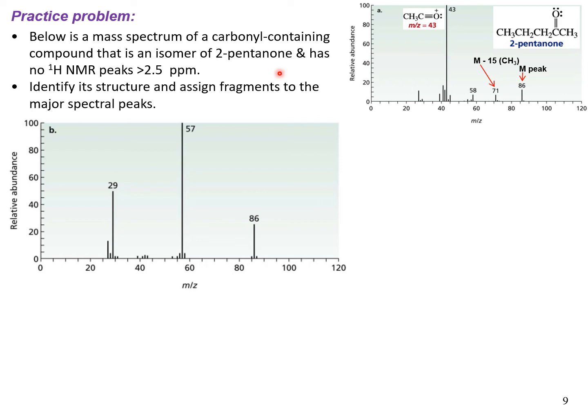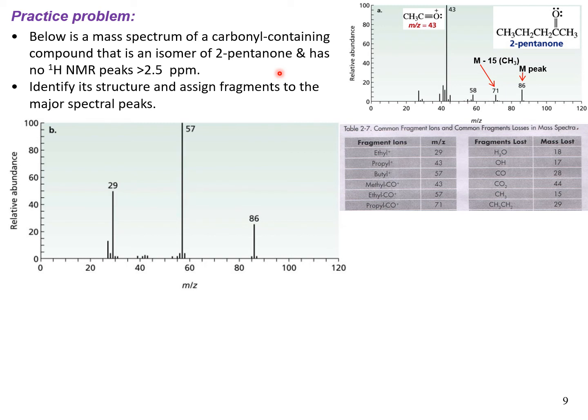What are some of the peaks we can identify in the spectrum? And displayed here for assistance are some common fragment ions and also masses lost from the molecular ion. Well, probably it's easiest to point out the molecular ion. We know from the previous page that 2-pentanone has a molecular weight of 86. What else do we see? We also see loss of 29, which means that an ethyl group is most likely present.